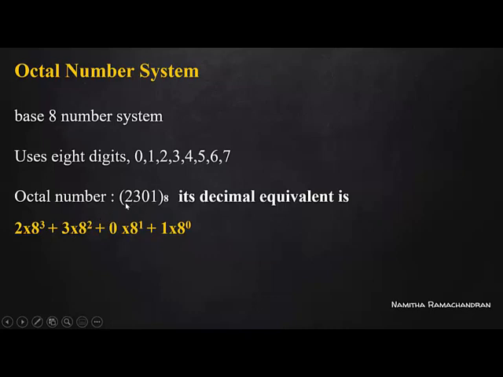And this 2 is present next, its positional value is 2 into 8 to the power 3. So these terms represent the positional values of different digits present in this number, right? After performing the summation of these values, we get the number 1224. So this is the decimal equivalent of this particular number, which is represented in the octal number system.